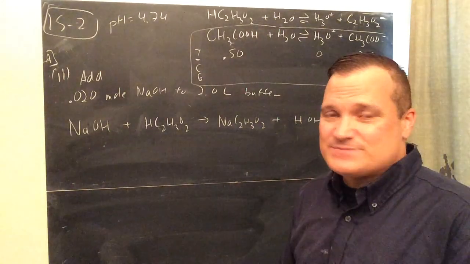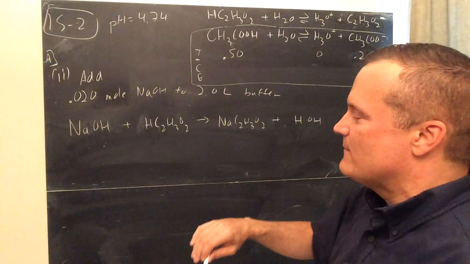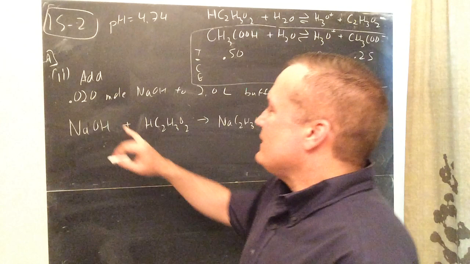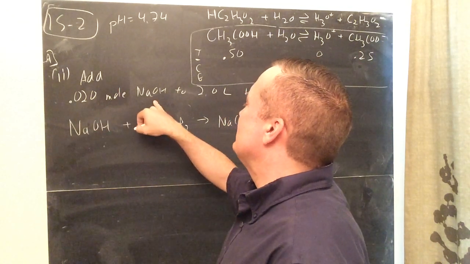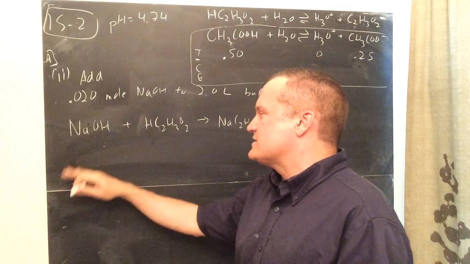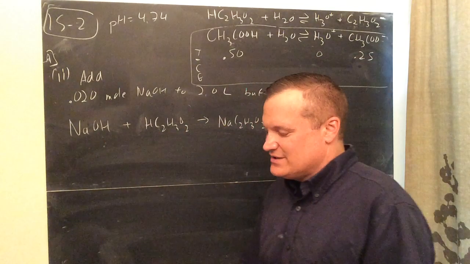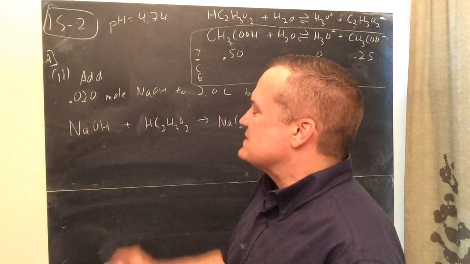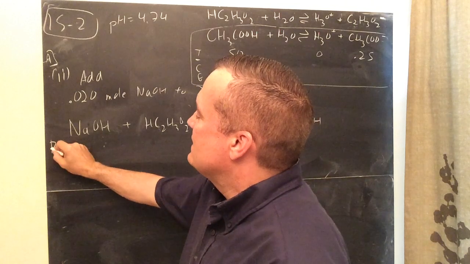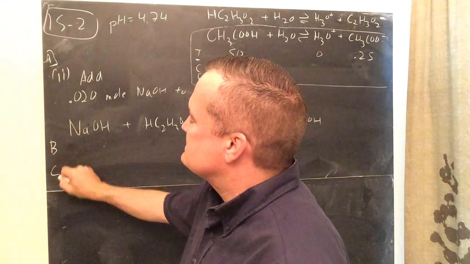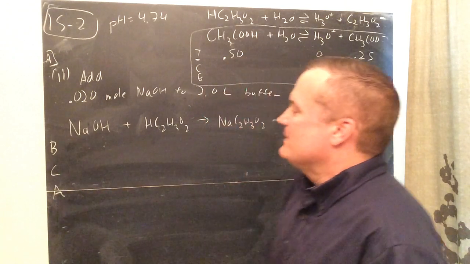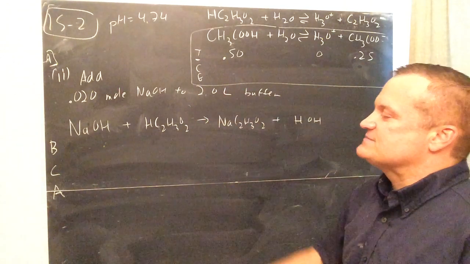Oh, I really might need some more space. I'm going to probably have to erase something in one moment. All right. Now, here's what they're going to do. You have 0.020 moles of NaOH added to 2 liters. I always recommend that I make another box underneath this stoichiometry equation, a stoic box, or sometimes they call it an ICF or BCA, before, change, and after. Because that way you'll think of it different than an ice box.